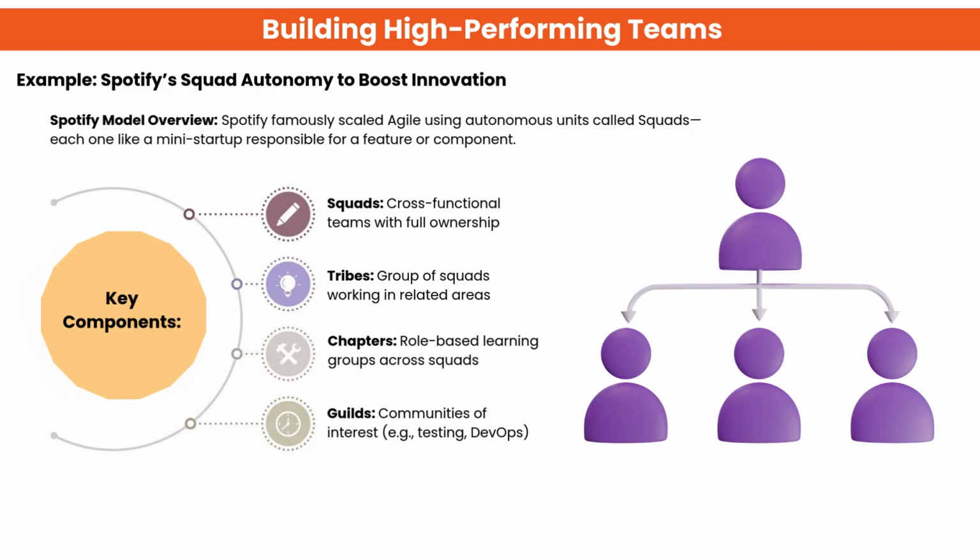This slide explains Spotify's way of building high-performing Agile teams. They use small autonomous units called squads that work like mini startups. Multiple squads form tribes.